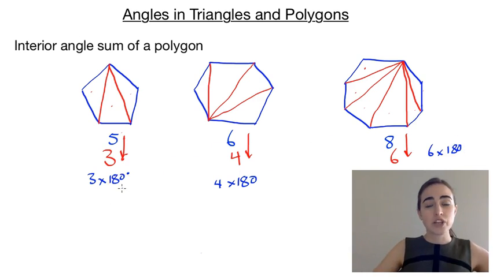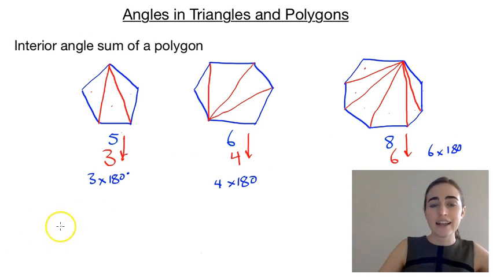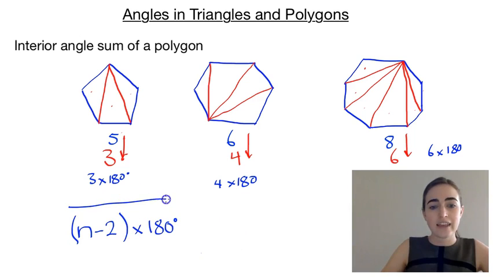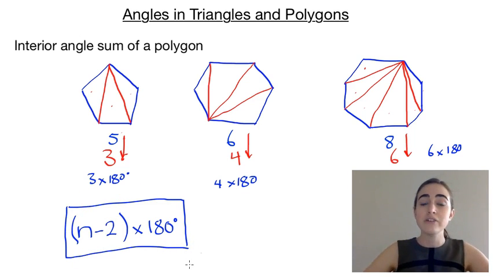So making that more general, if we have a polygon with n sides, to figure out its interior angle sum, we would write n minus 2. That'll tell us how many triangles that shape can be broken down into. And then whatever that answer is, we'll times that by 180 degrees. So that there is the formula that you need to remember to figure out the interior angle sum of any polygon.